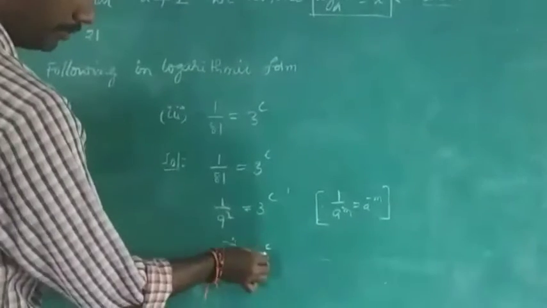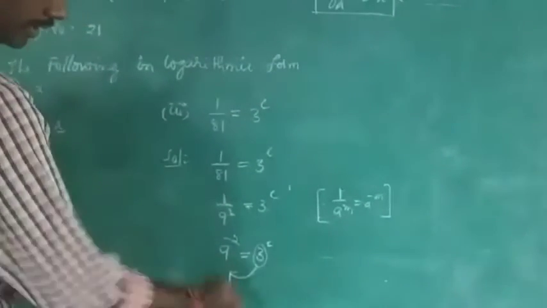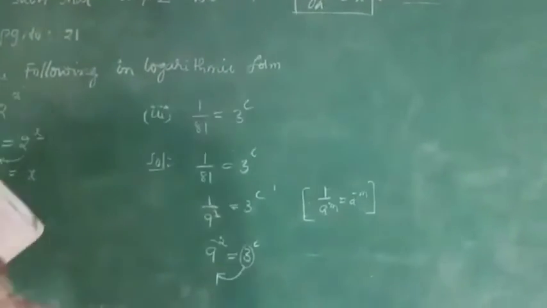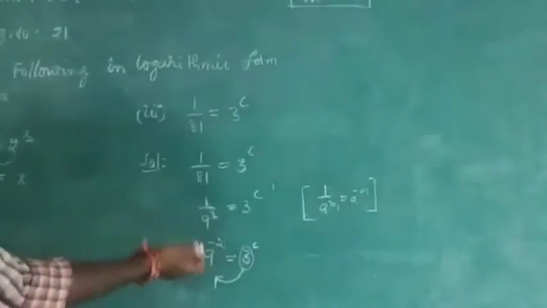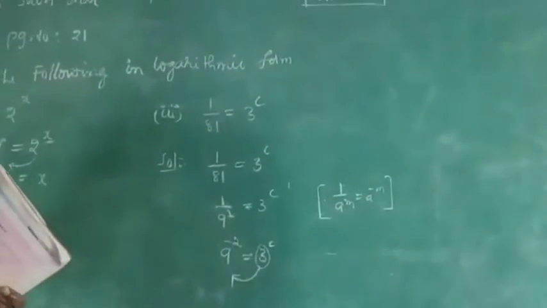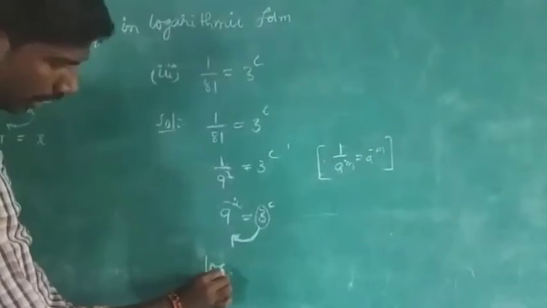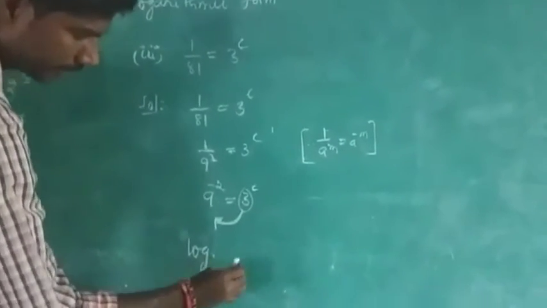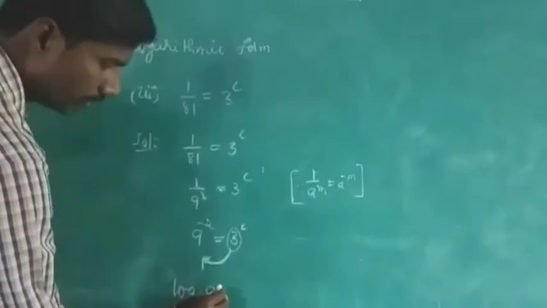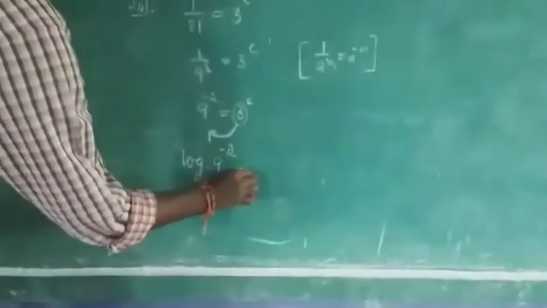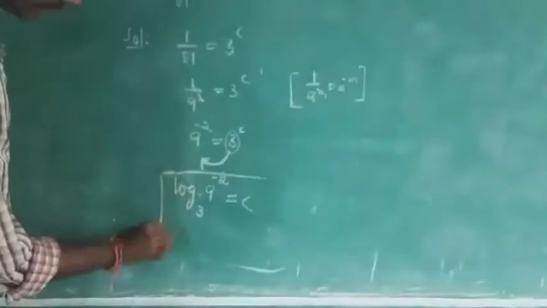Now this is the base, right? This base you are transposing. This is the exponential form, and now you are writing this exponential form in logarithmic form. This base you are transposing. Then it will become log base 3 of 9 to the power of minus 2 is equal to c. This is called the logarithmic form.